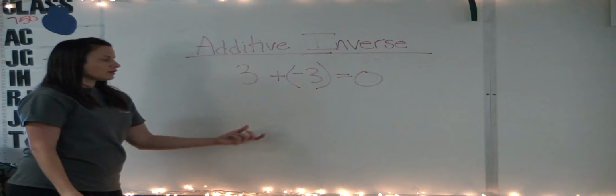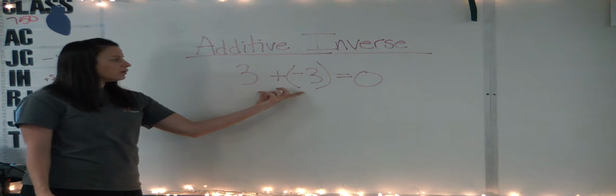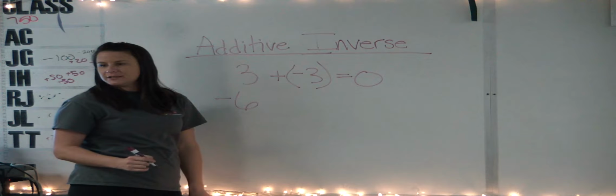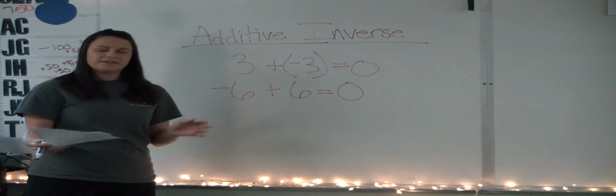So we learn about opposites and additive inverse to help us know that those two integers added together are always going to give us 0, no matter what the number is. If I start with negative 6, what is my additive inverse or my opposite number? 6, right? I add them together, what is my sum going to be? 0. All right, so opposite and additive inverse have the same definition.